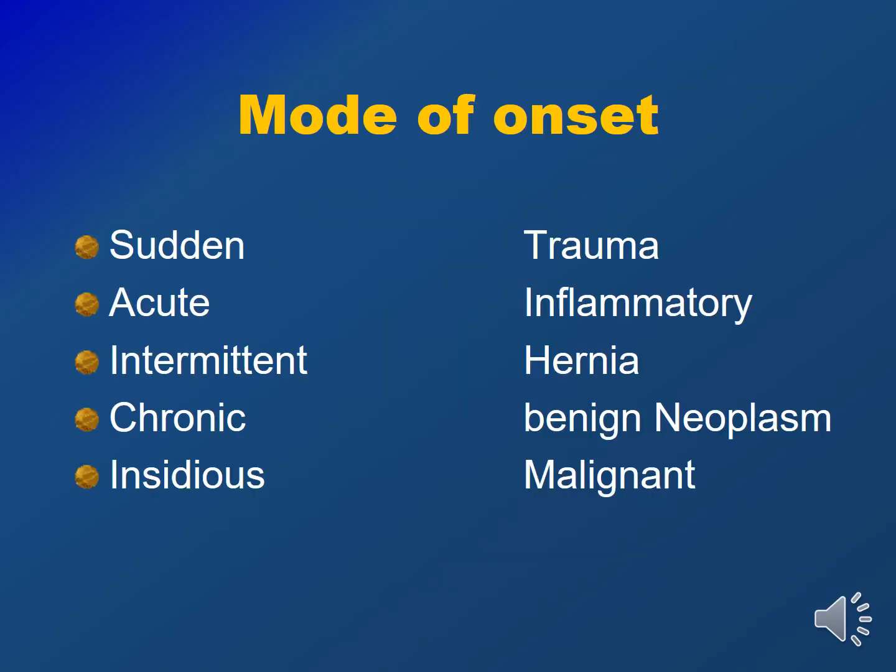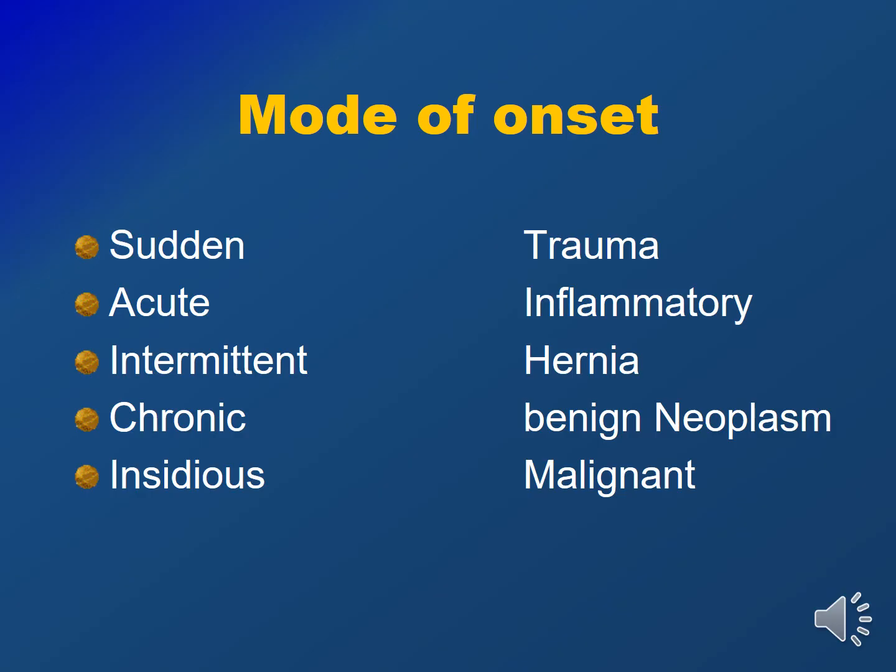Mode of onset. You remember the onset, which is a duration, either seconds or minutes or hours. Here, if the lump appeared suddenly, usually it's due to trauma or vascular rupture or vascular catastrophe. Acute onset is a characteristic of an inflammatory process. Any acute lump is a characteristic of an acute inflammatory process. Intermittent onset, which means it happens sometimes and appears at other times, indicates a hernia.